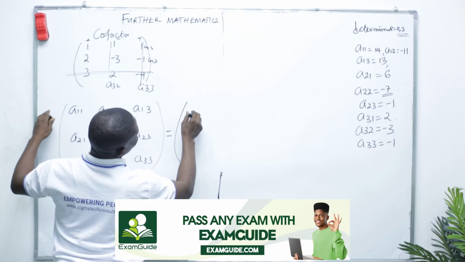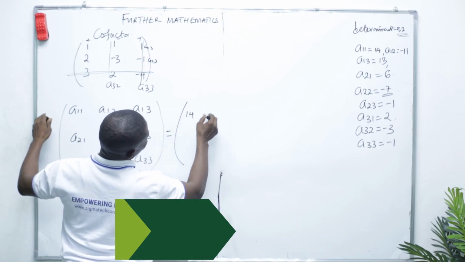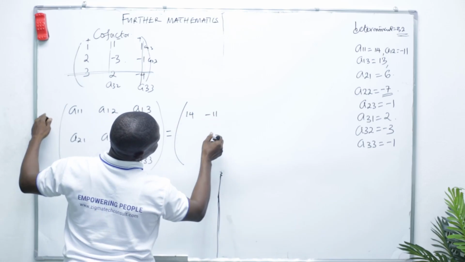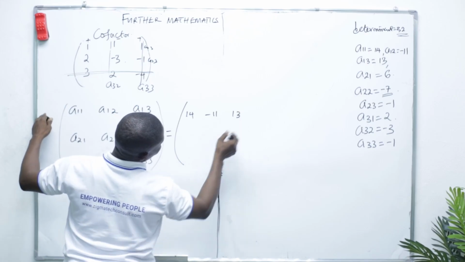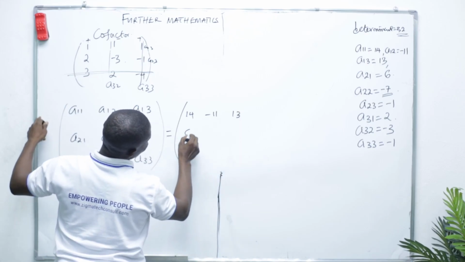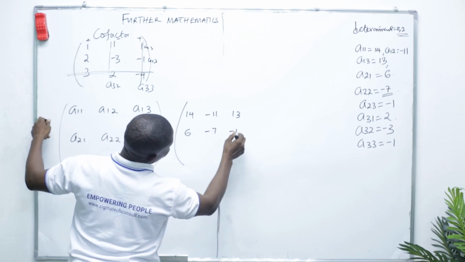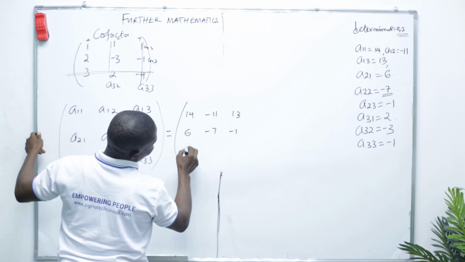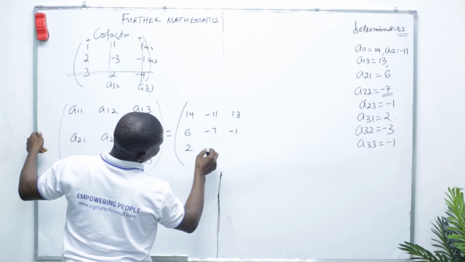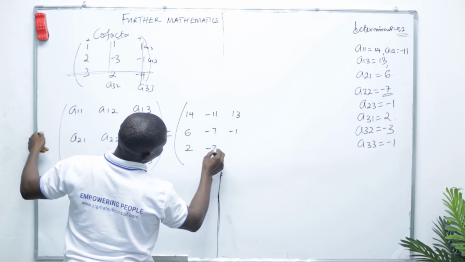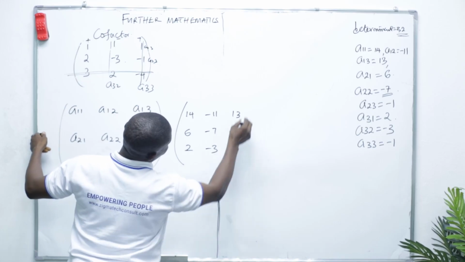A11, 14, A12, minus 11, A13, 13, A21, 6, A22, minus 7, A23, minus 1, A31, 2, A32, minus 3, minus 1.